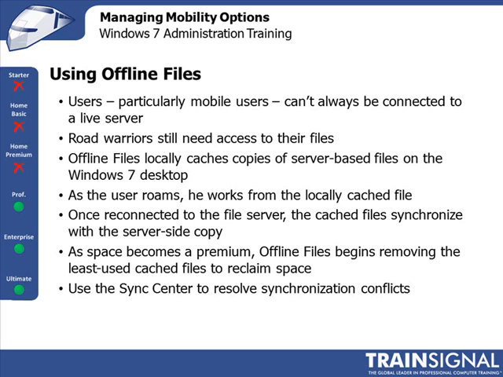For example, suppose that the remote user that was on the road happened to modify a file, but his assistant happened to modify an internal copy of the file at the same time. When he reconnects to the network, the system's not going to know which copy of that file to synchronize back to the server. So you'll use the Sync Center to resolve this synchronization conflict.